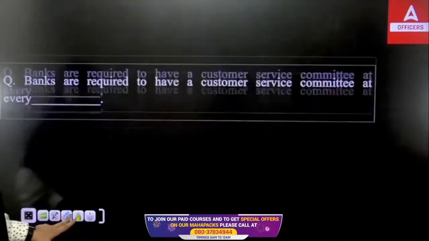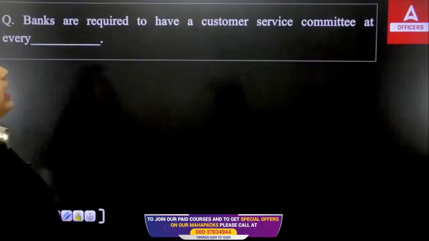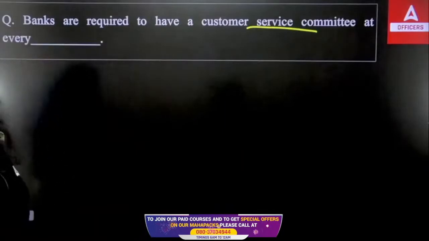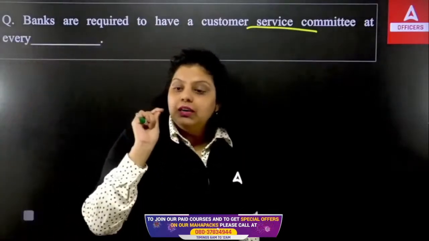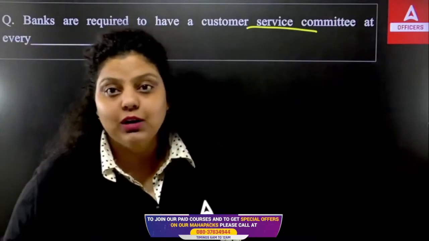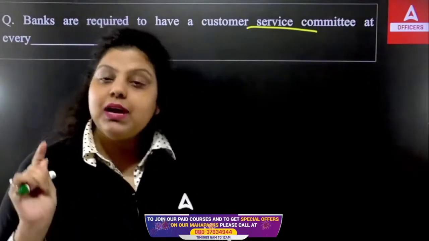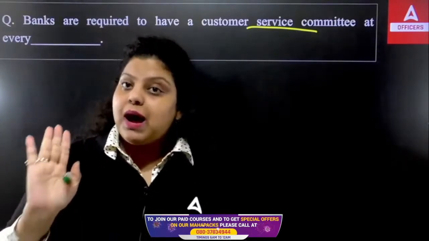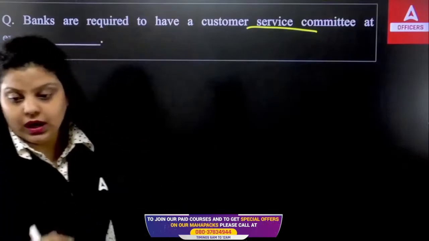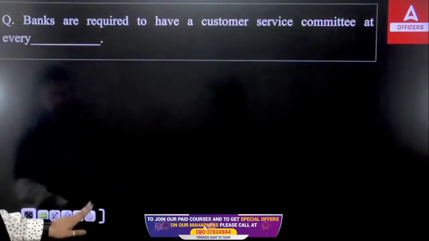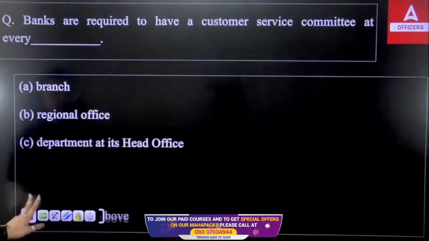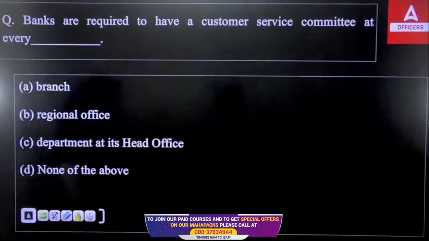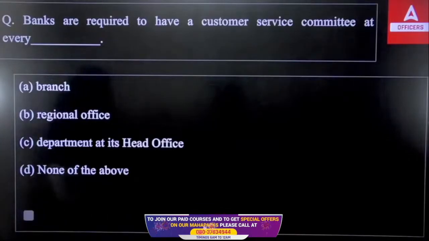Okay. Now the third question we have: banks are required to have a customer service committee at every dash. So it is mandatory that the bank will have the customer service committee. This is mandatory. This committee will be there as per the Indian Banks' Association guidelines. If a bank does not have this, a penalty will be applied. Which of the following is true? At branch, at regional office, at department, at head office, or none of the above. So where are banks required to have a customer service committee?